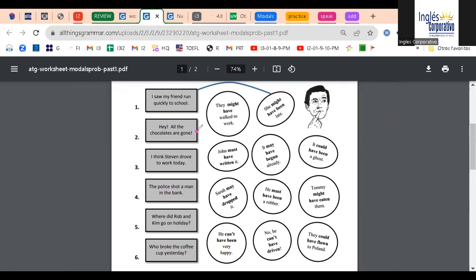Okay, how about number three? I think Steven drove to work today. No, he can't have driven. What do you think? No, he can't have driven. Okay, let's see. Number four, the police shot the man in the bank. It might have begun already. He must have been a robber. Okay.